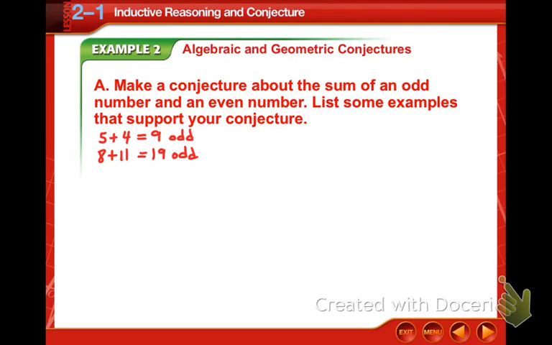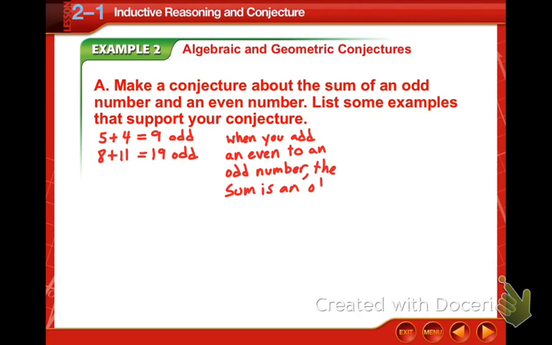So that's our conjecture. So we just write that out in a sentence. When you add an even to an odd, the sum is an odd number.